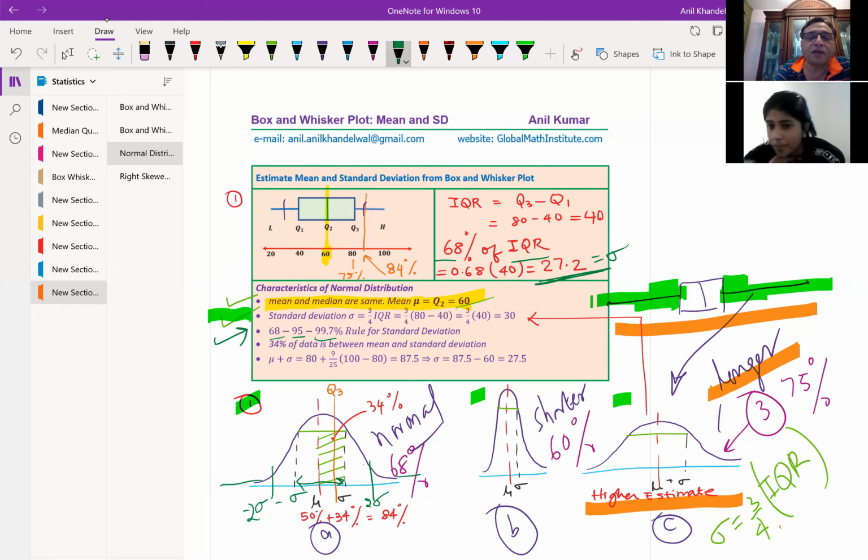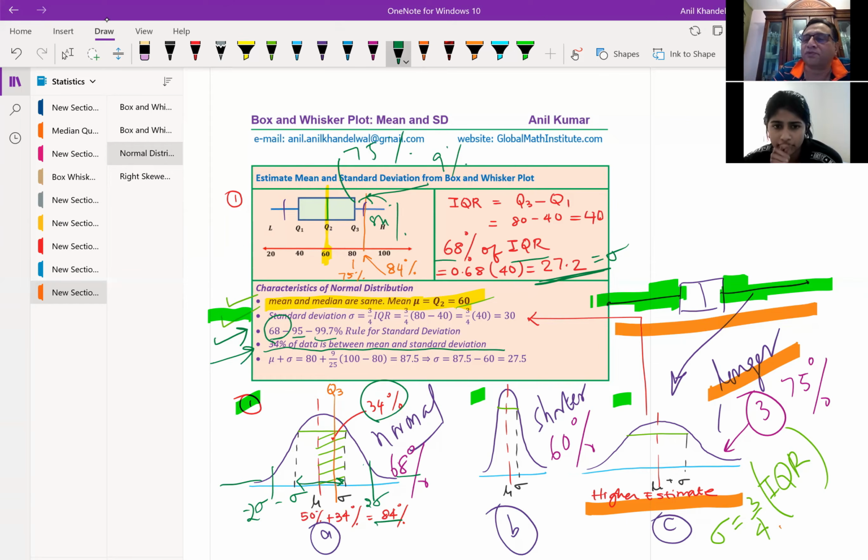Now, using this rule and what you were saying just now, 34% of the data is between the mean and the standard deviation. When we have 68 within, half of 68 is 34. 50 plus 34 is 84, which is the mean plus one standard deviation. So we need to find the point at the 84th percentile to get the standard deviation plus mean. We know Q3 is the 75th percentile, so we want 9 percentile extra.